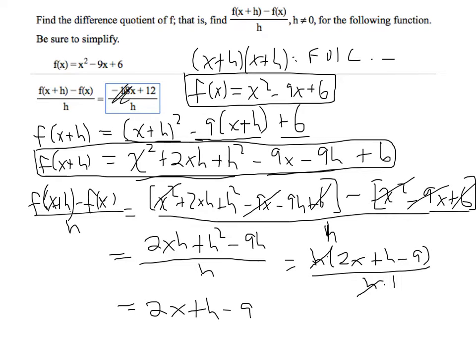So this is not right. This was the answer that the person who asked me the question had there. But the correct answer, the thing that should be in that box, is 2x plus h minus 9.